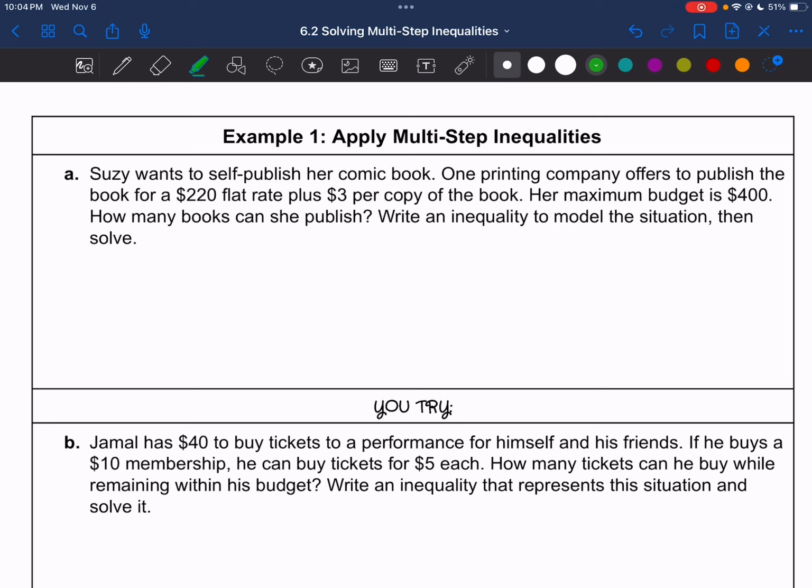One printing company offers to publish the book for a $220 flat rate plus $3 per copy of the book, and her maximum budget is $400. We want to know how many books she can publish, write an inequality to model the situation, and then solve. So how many books can she publish is what we're going for.